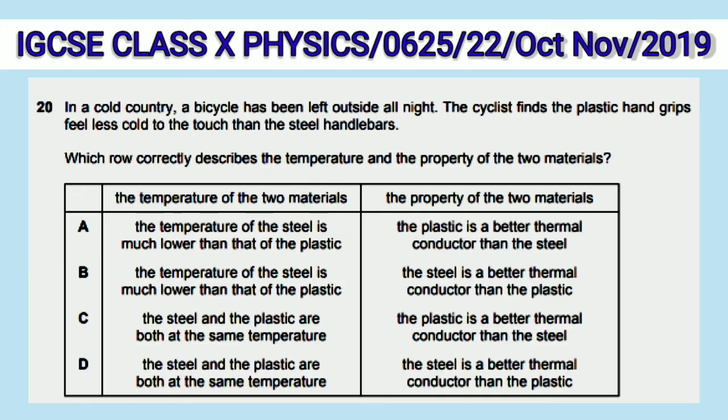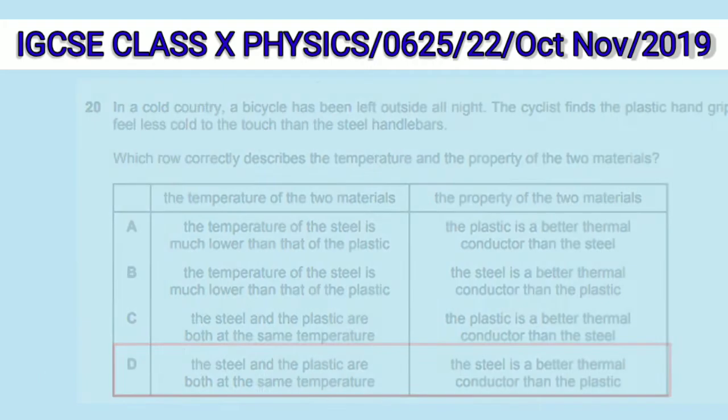Next, we have to tell about the property of the two materials. Steel is a better thermal conductor than plastic. Heat will quickly pass on from hand to steel. So hand feels colder. So the correct answer is option D.